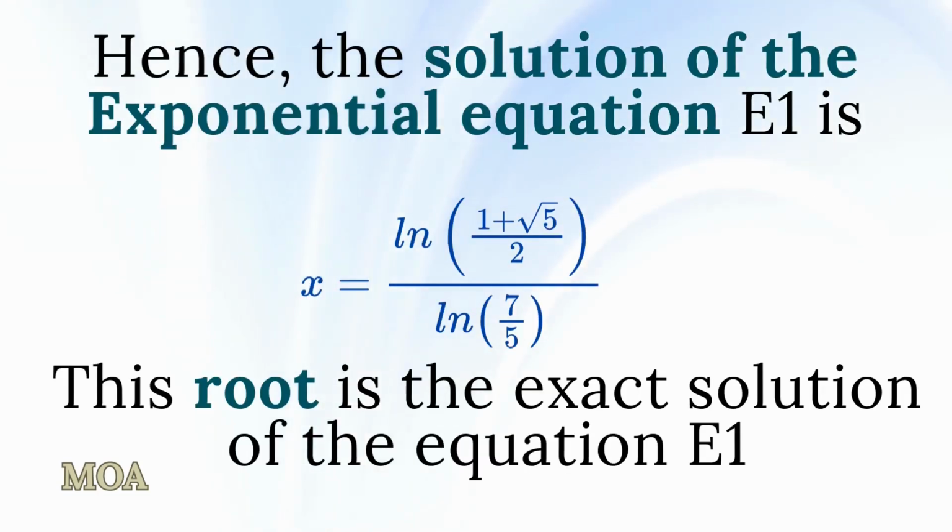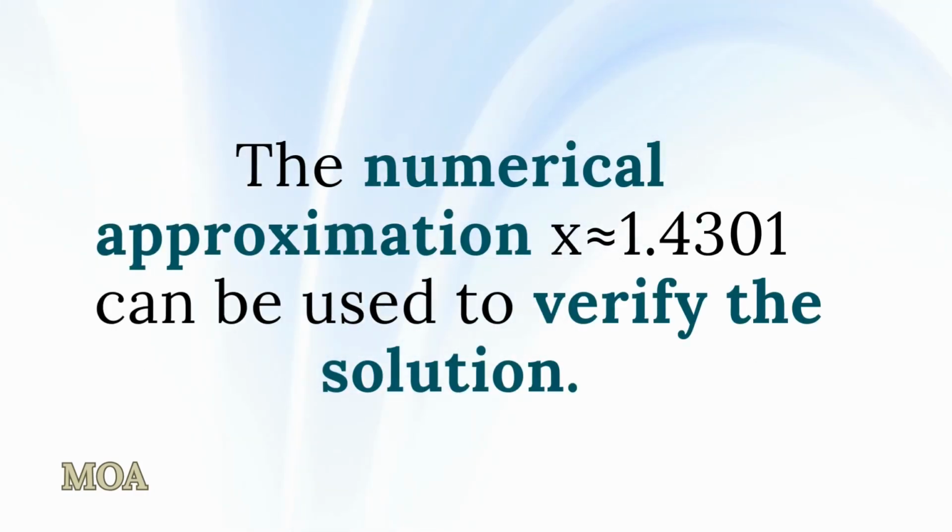Conclusion: the solution of the exponential equation E1 is x equals ln((1 + √5)/2) divided by ln(7/5). This root is the exact solution of equation E1. The numerical approximation x is approximately equal to 1.4301, which can be used to verify the solution.